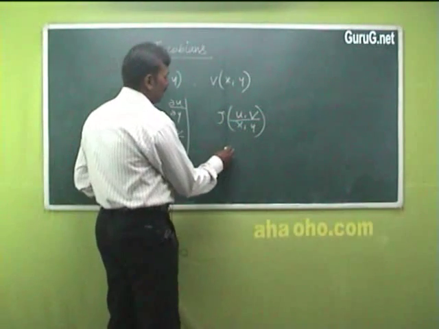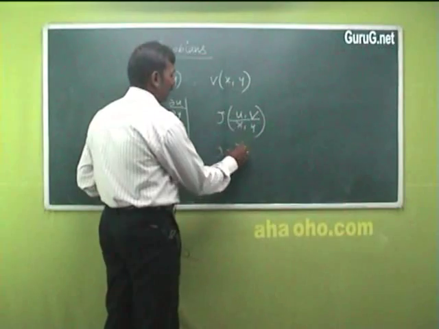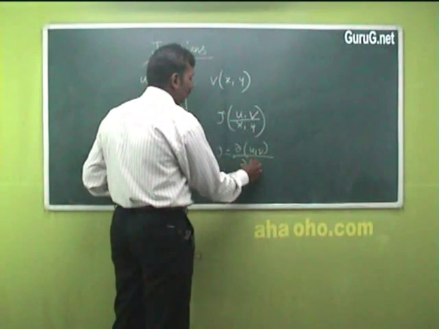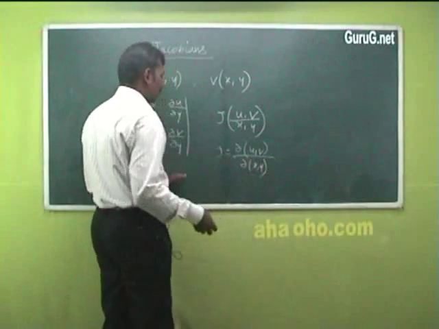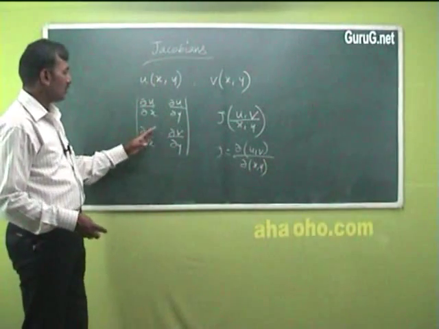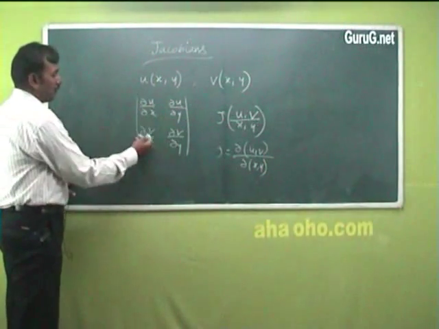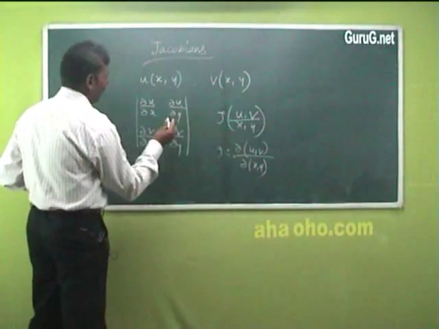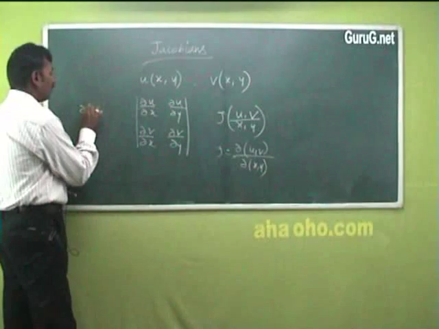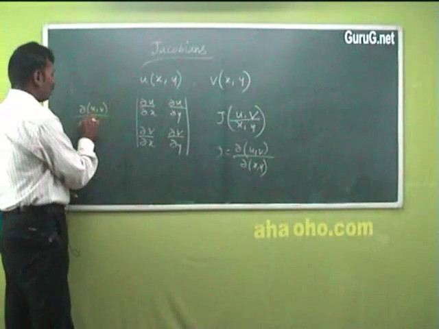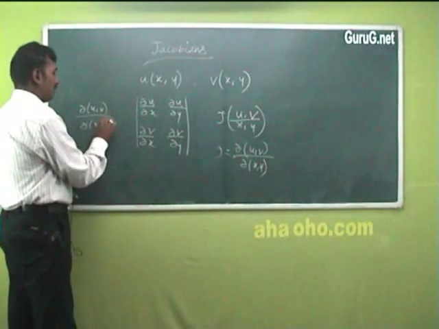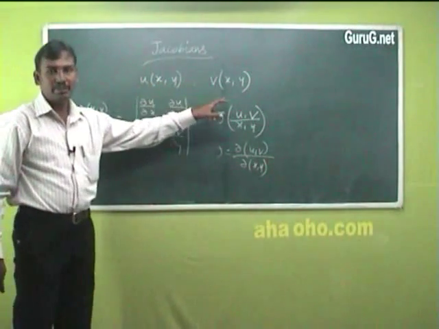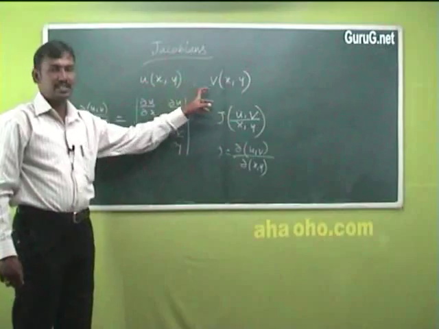Also we can write it as J equal to dou of u comma v by dou of x comma y. So this is the symbol. We can represent this as the Jacobian, and denote this determinant by this symbol or this one. So dou of u comma v by dou of x comma y is equal to the determinant. This is nothing but the Jacobian of u and v with respect to the independent variables x and y.